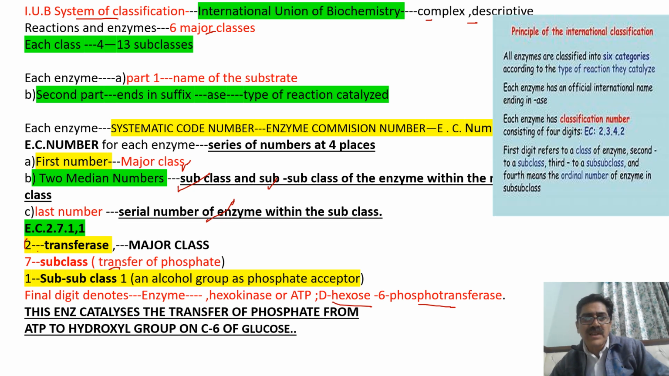Now this enzyme clearly indicates that it catalyzes the transfer of a phosphate group from ATP. ATP means adenosine triphosphate; it is a high energy phosphate, it has 3 phosphate groups. This is transferred to the hydroxyl group on carbon C6 of glucose. In the first reaction of glycolysis, we get glucose 6-phosphate. ATP is very much involved in that. The phosphate group is transferred and we get the first product, glucose 6-phosphate. This is indicated by the final digit.